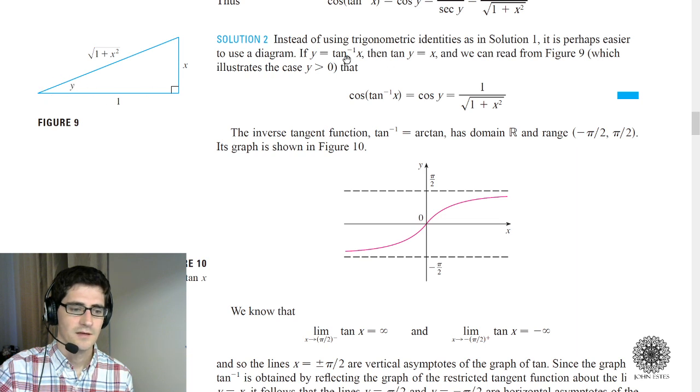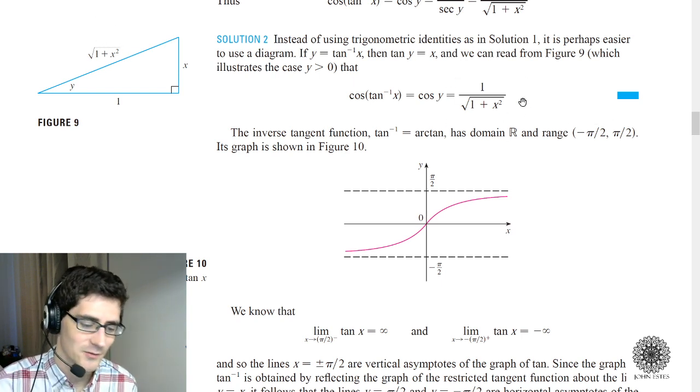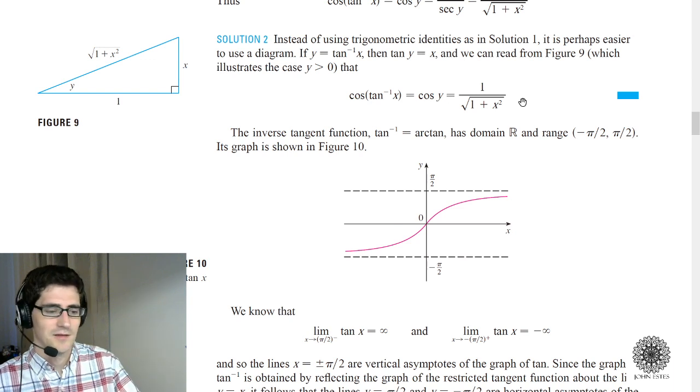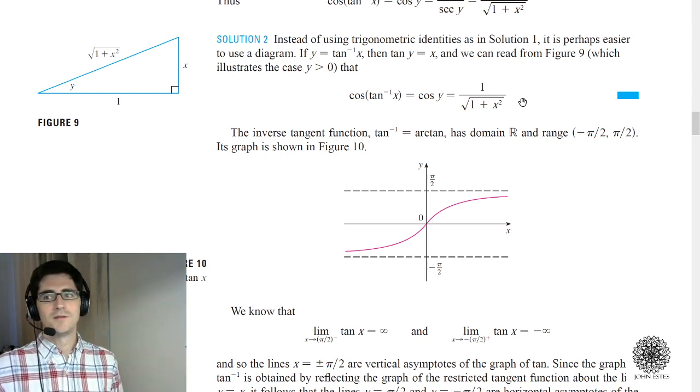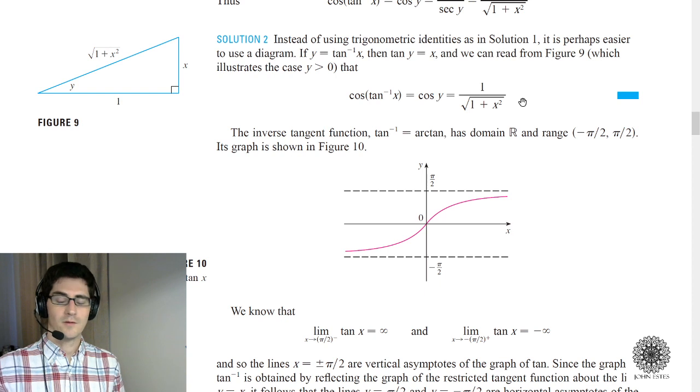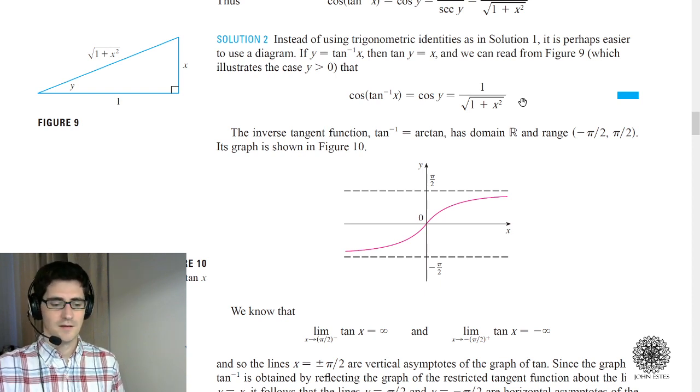So then cosine of y, which again is cosine of tan inverse x. Cosine is what? Adjacent over hypotenuse. That's going to be the adjacent side over the hypotenuse, 1 over the square root of 1 plus x squared. That's a really cool idea. I really like that idea. I hope that makes sense to you, drawing the triangle and engineering it that way. It's a good strategy.